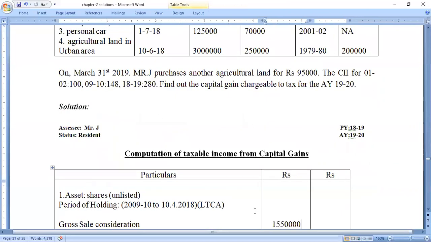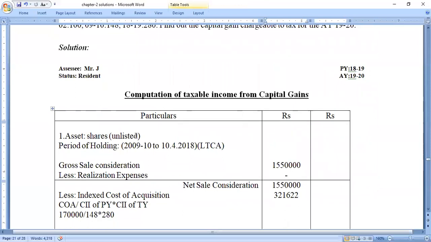The first asset is unlisted shares. The period of holding starts from the purchase date and ends on the sale date. The asset was purchased in 2009-10 and sold on 10/4/2018. Since the asset is unlisted shares, it falls in the fourth category, that is, if the asset has been held for more than 2 years, it will be called a long-term capital asset. If it is held for less than 2 years, it will be called a short-term capital asset. Since the asset has been held for more than 2 years, it is a long-term capital asset.